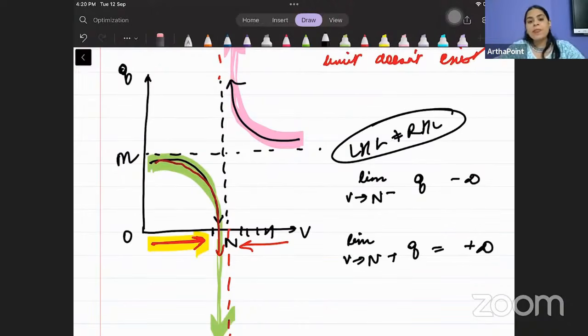Is this clear? So this is a diagrammatic approach to show you where limit exists and where limit does not exist. In the next class, I will go ahead and I will do some examples on limit. ठीक है बेटा, और उन examples के बाद we will talk about inequalities in the next class. Okay, thank you.